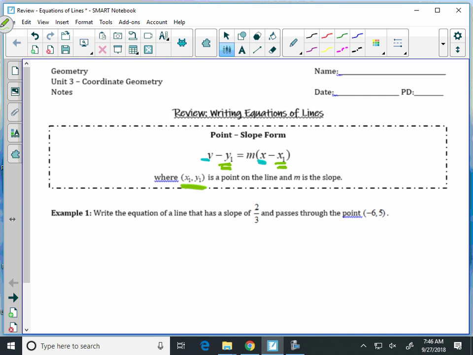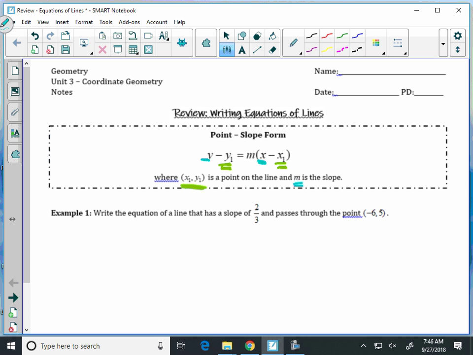Okay? And then whatever you're given as your slope, your m, just goes where m is. So as long as you memorize that format, again, unfortunately, they do not give you this, so you have to remember it. But if you just remember the process, it's not that bad. So take a look at example 1.